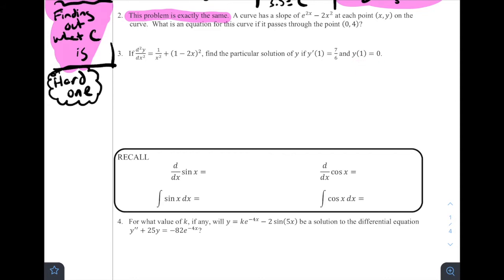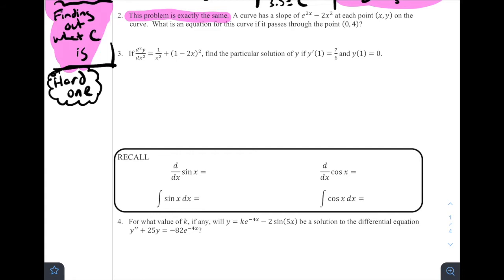Now, one of the things that's going to be challenging about this problem is we're trying to find the particular solution of y. We want to find out what the equation of y is, but they gave us a second derivative here, which means I'm going to have to take 2 antiderivatives, right? I'm going to have to take an antiderivative to get to y prime, the first derivative, and I'm going to have to take another antiderivative to get back to y. And so really the challenging part for this problem is just the length of it. There's a lot to it.